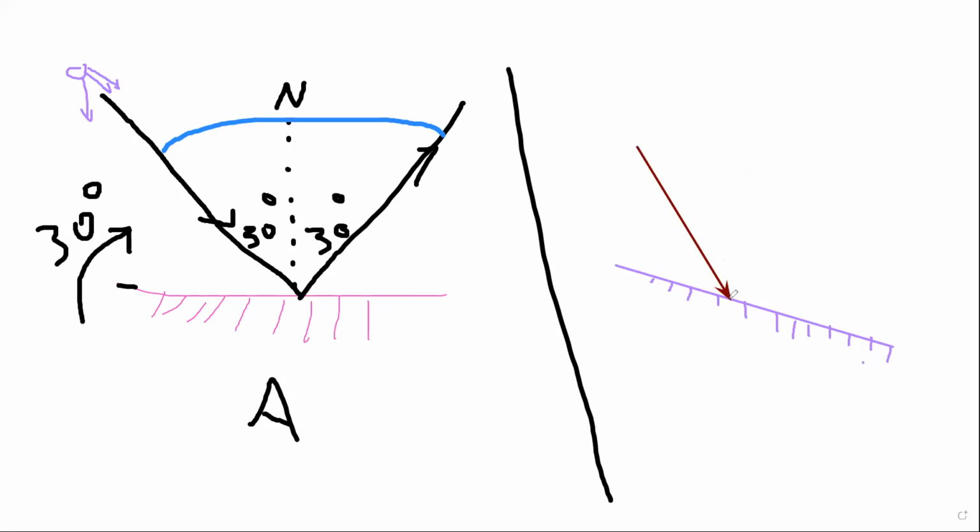Take care that the normal line also rotated with the mirror. Okay, so it will be reflected by the same angle of incidence.